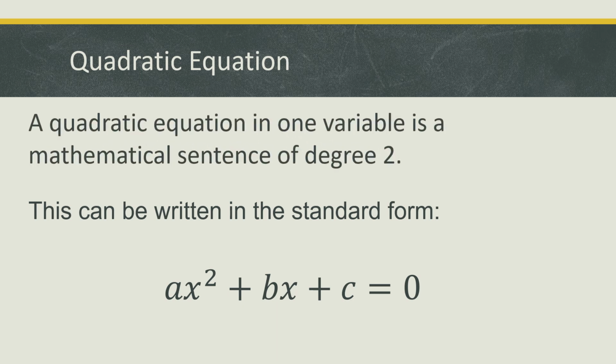So before we discuss the lesson, let us review the quadratic equation. A quadratic equation in one variable is a mathematical sentence of degree 2, and it is also called a second degree equation, where the highest exponent of the given equation is 2. This equation can be written in the standard form ax squared plus bx plus c is equal to 0, where a, b, and c are all real numbers.